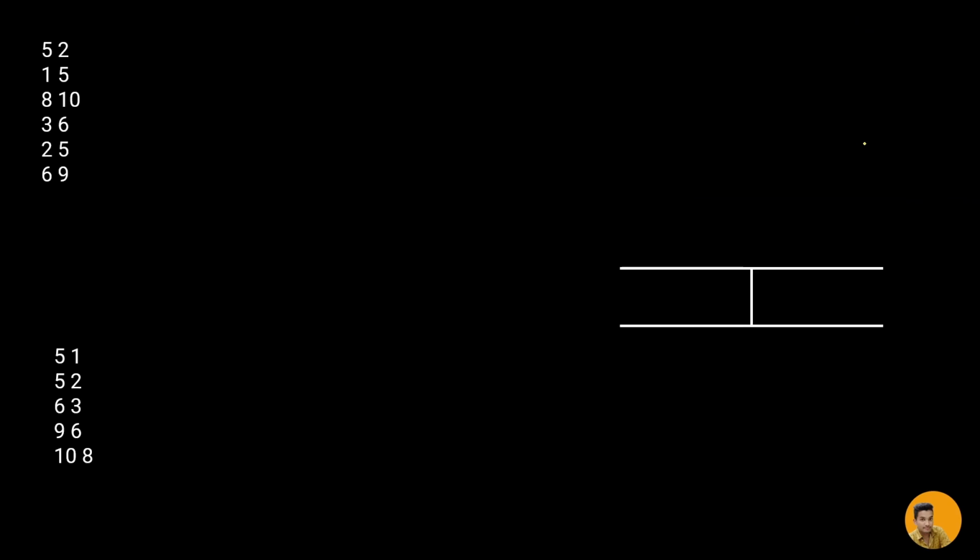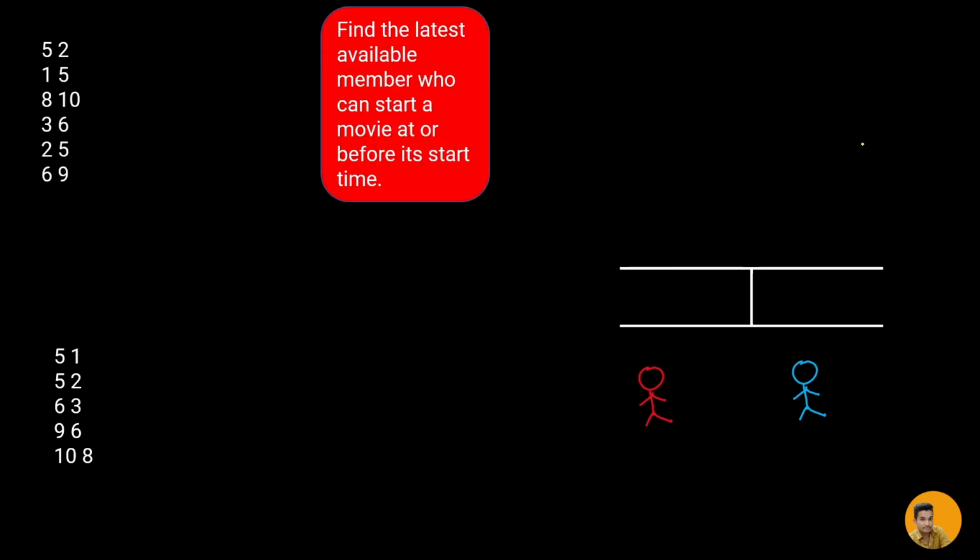We have again the same picture with us, and this is some container which I have drawn, which consists of two people in this case. I'm not sure which container it is; we'll figure that out later. Let's try to devise an approach. The first thing: we are going to find the latest available member who can start a movie at or before its start time. The latest available.